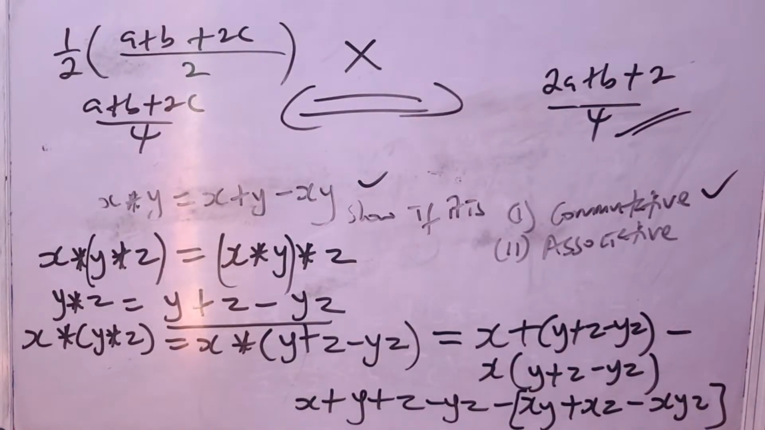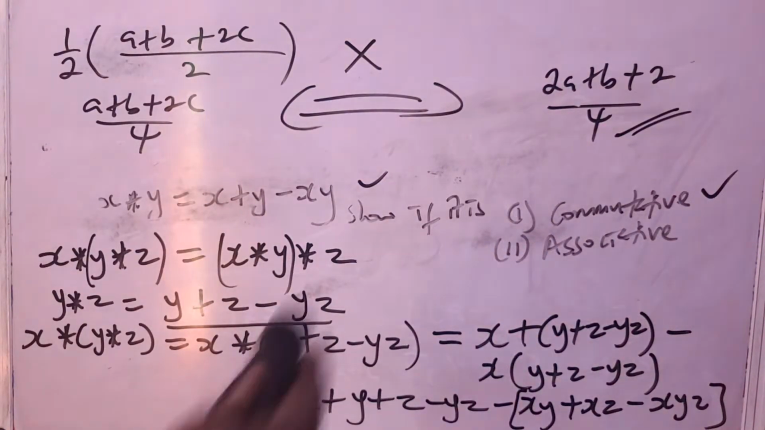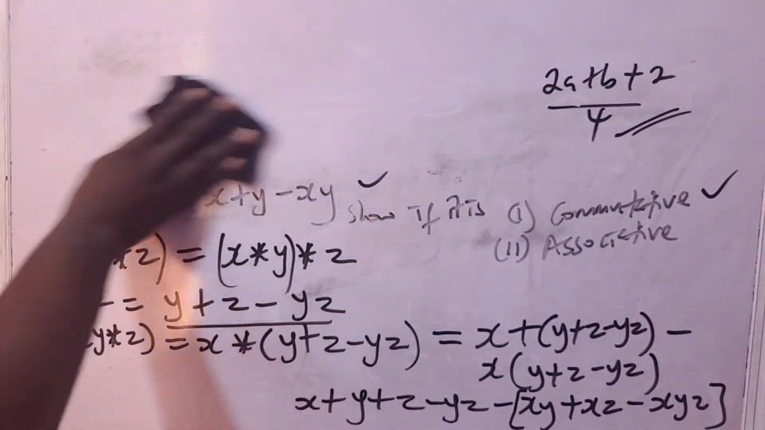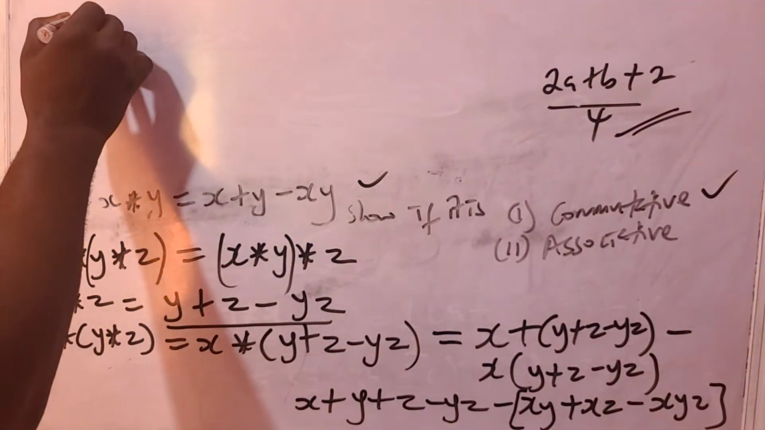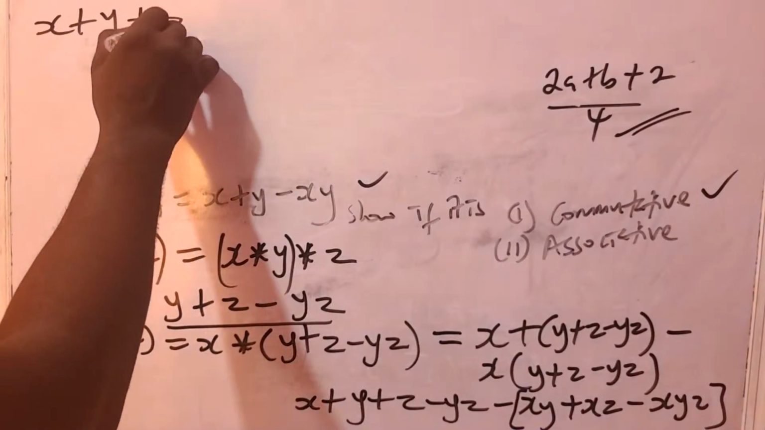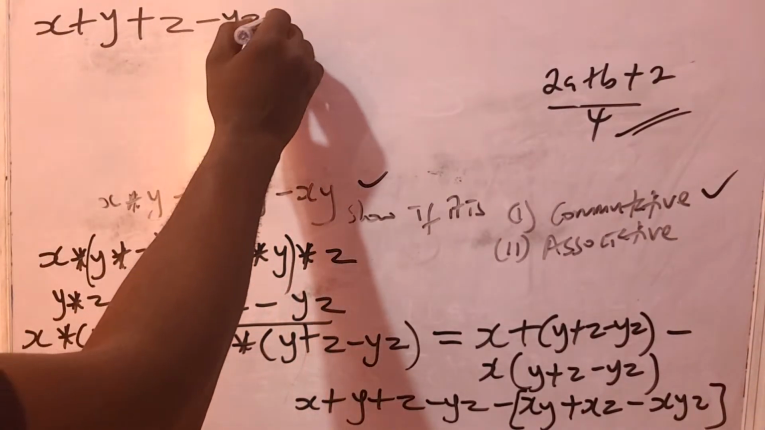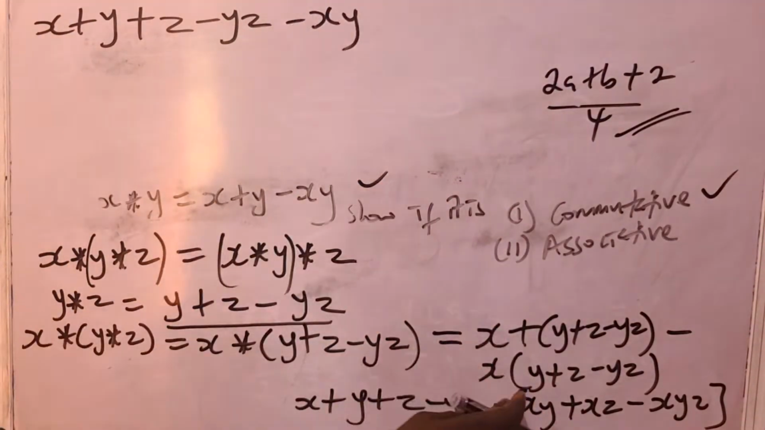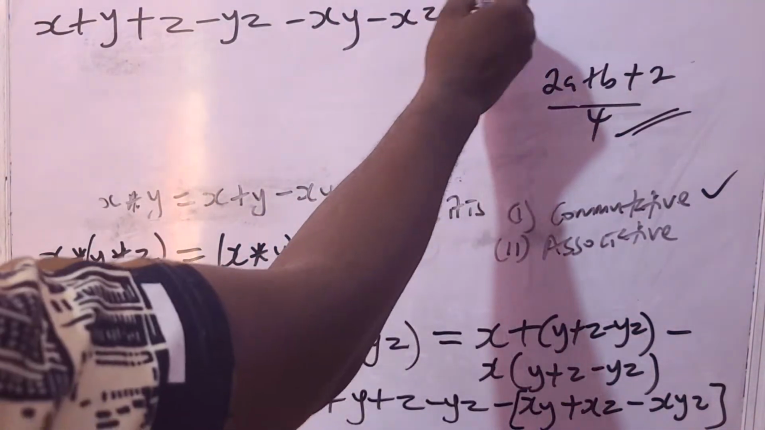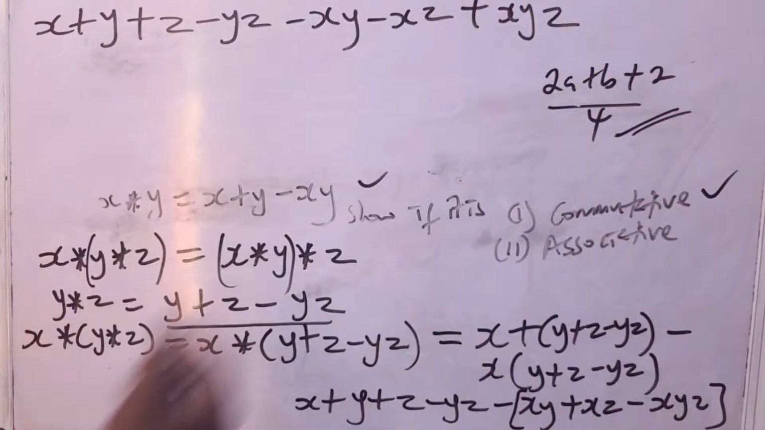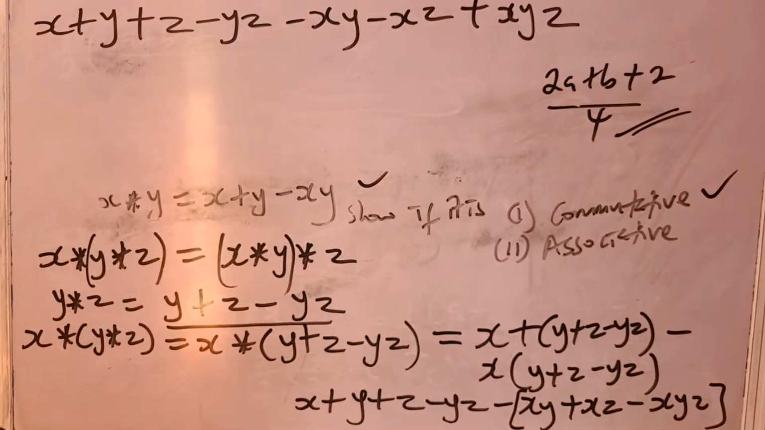So my final answer for the left hand side will obviously be x plus y plus z minus yz minus xy. I'm opening with the minus now, minus xz, then plus xyz. So good, this is our expression for the left hand side.